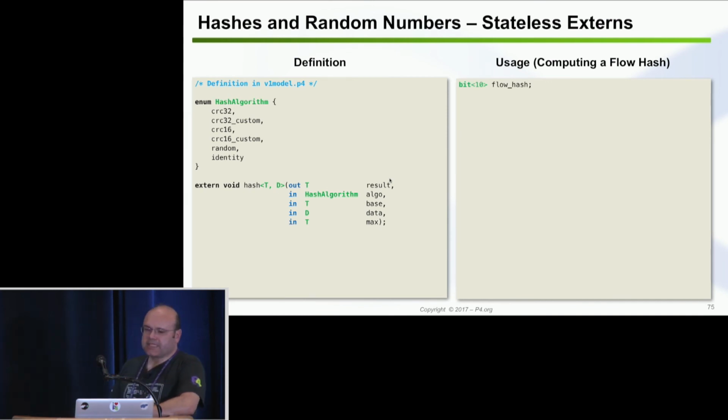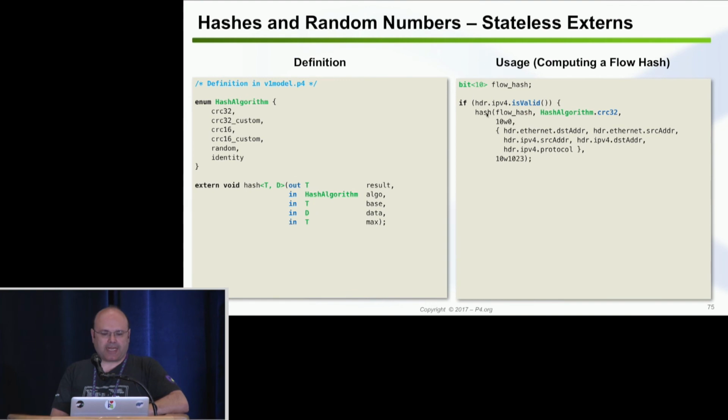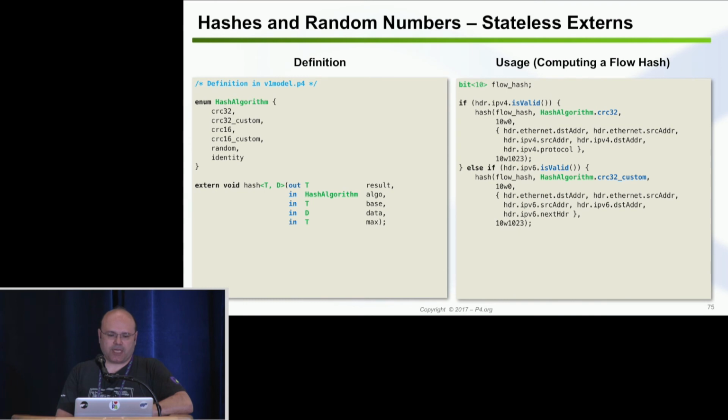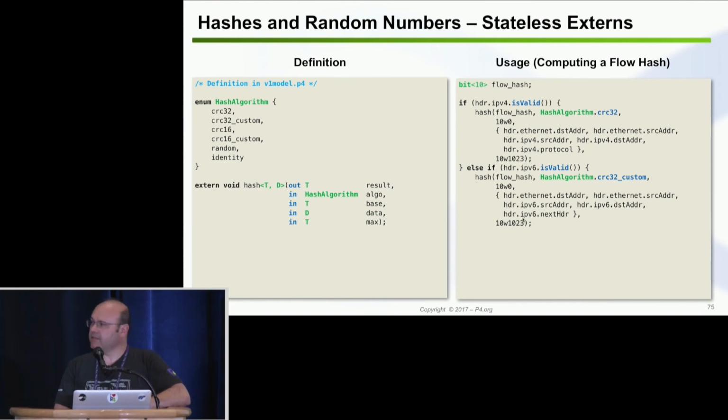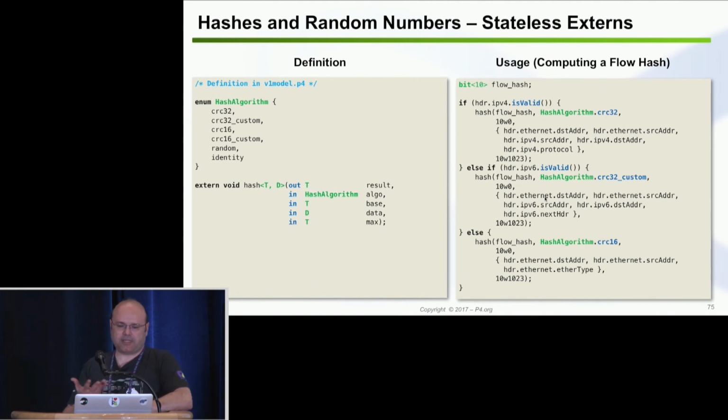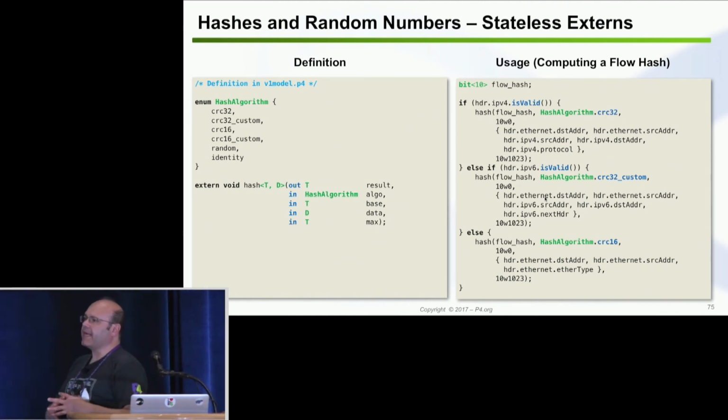And so if we want to compute, for example, a 10-bit flow hash, what we'll do is this. If you have an IPv4 header, then we will call our hash function to output this flow hash based on the CRC32 algorithm. And that is the set of headers, this type D in the template, that we will provide. If we want to compute a flow hash for an IPv6 packet, we will use a different algorithm here and provide different sets of fields. And otherwise, we can compute a flow hash for an L2 packet and use another set of fields.